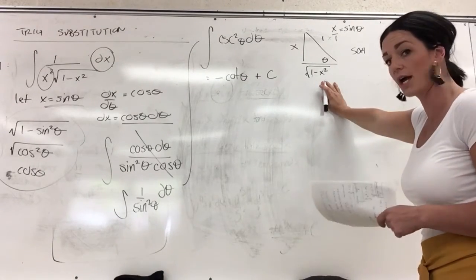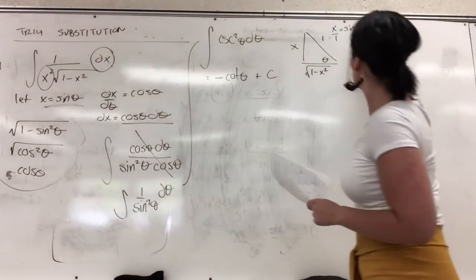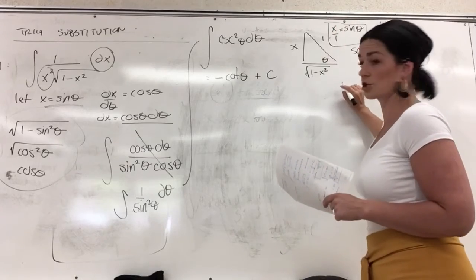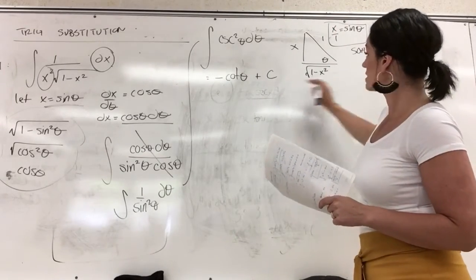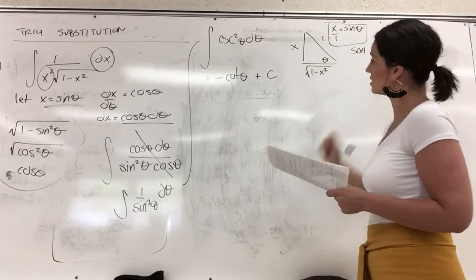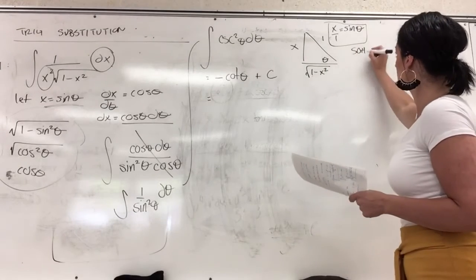So how I made my triangle is I went back to my let statement, okay? And I used this expression to make a triangle. So if my answer is minus cotan theta plus c, and this is my triangle for theta, then I just use this triangle. So cotan is the opposite of tan, okay?